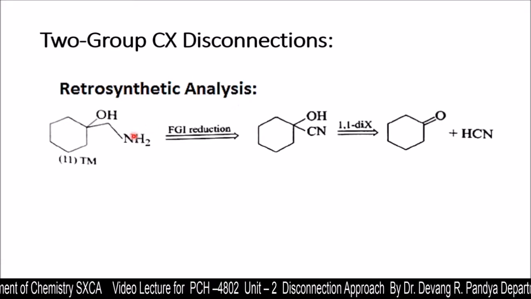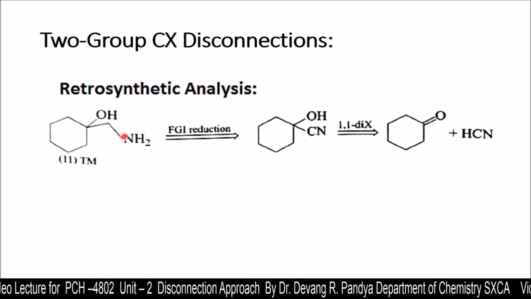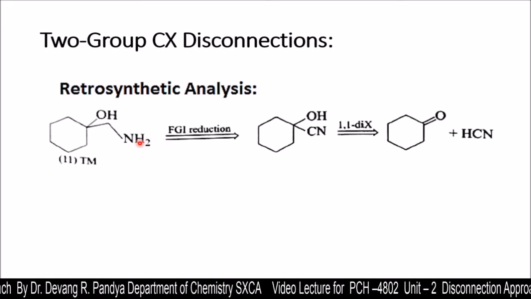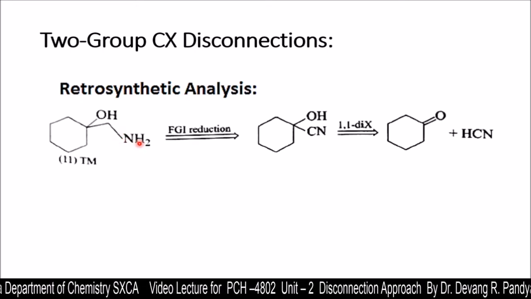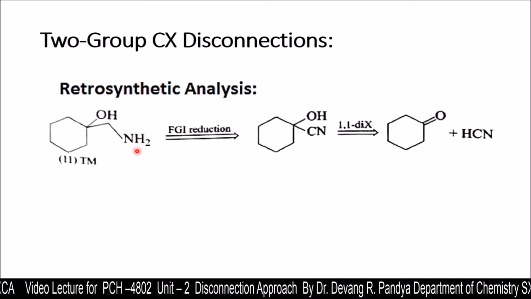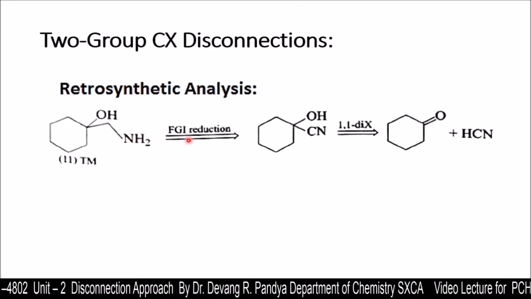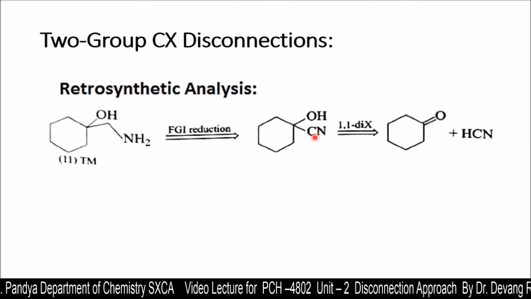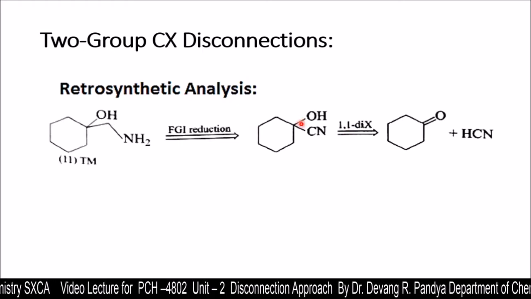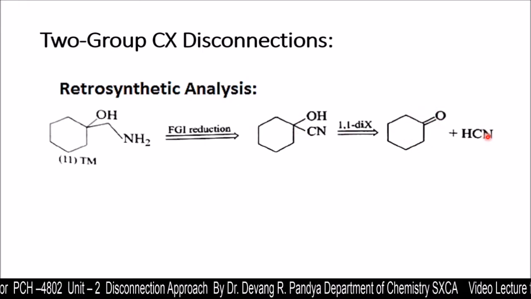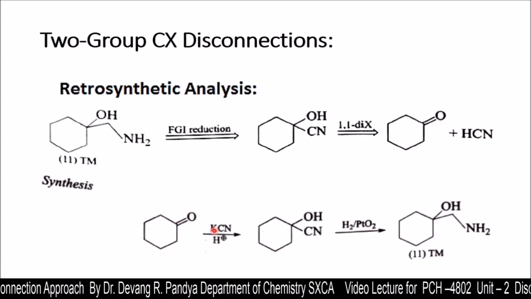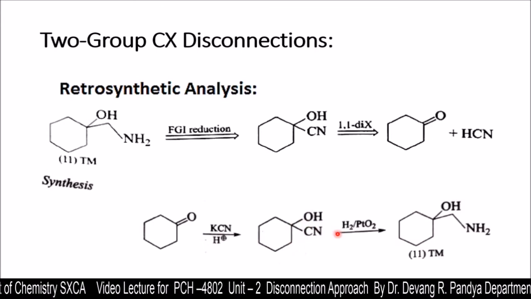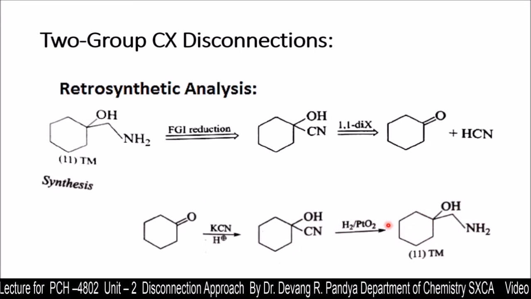Now this is another retrosynthetic analysis where you can see target molecule 11 is there, and we do not have a direct disconnection of the amine or any direct reaction in mind where we can attach the amine group. So instead of doing a disconnection over here, we're going to do a functional group interconversion, because on reduction we're going to get this one. So on doing the functional group interconversion, instead of this methylamine we're going to get the cyanide group over here, and then we're going to put 1,1-diX, and here we're going to get cyclohexanone and HCN as synthetic equivalents. Now in the synthesis, cyclohexanone treated with potassium cyanide in the presence of an acid, we're going to get this hydroxyl derivative, and on reduction we're going to get our target molecule, that is structure 11.